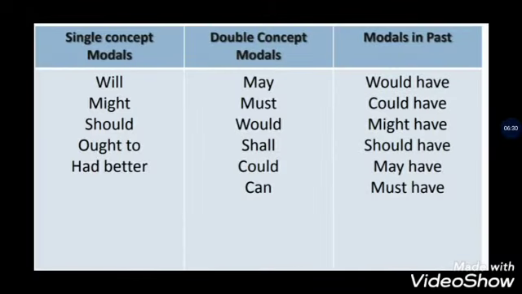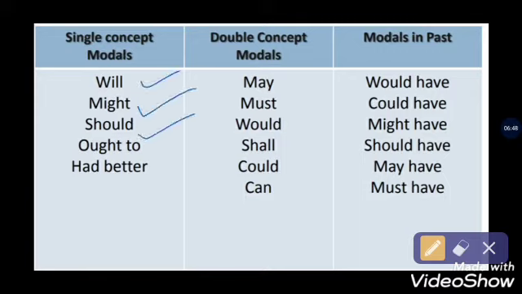Next, these are all modals according to the single concept modal, double concept modal, and modals in the past. First we are going to discuss single concept modals. These are will, might, should, ought to, had better. Next is double concept modals, and in this category we take may, must, would, shall, could, can.